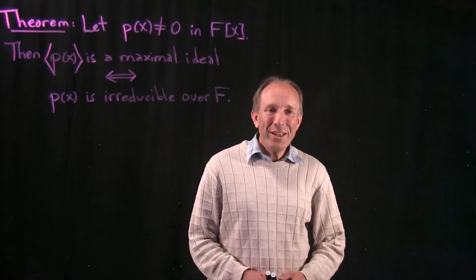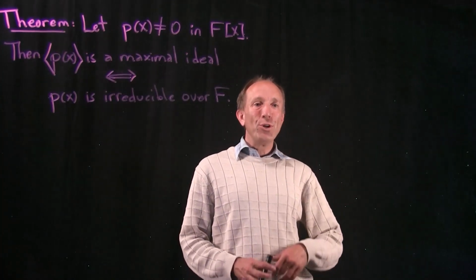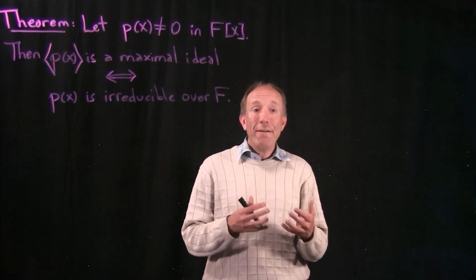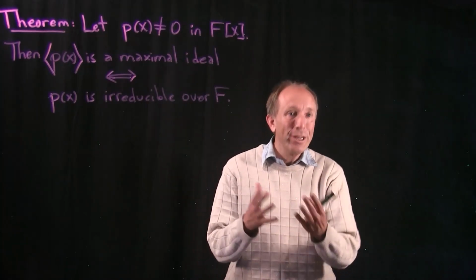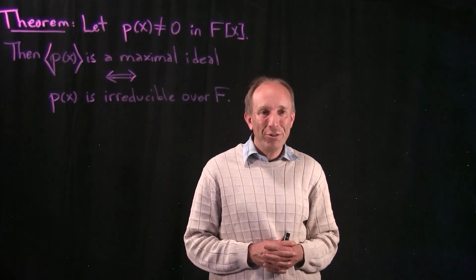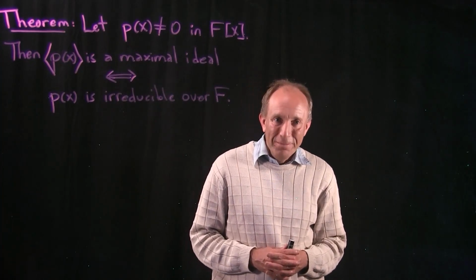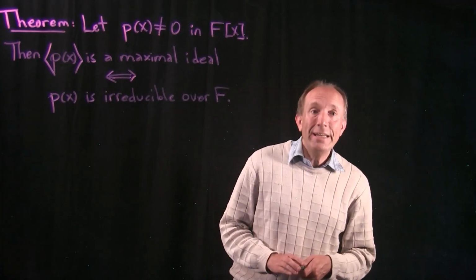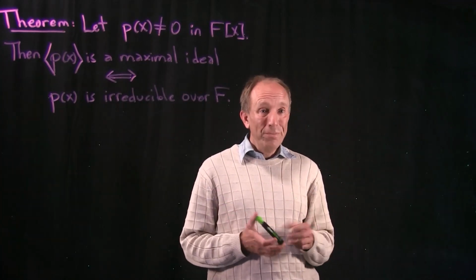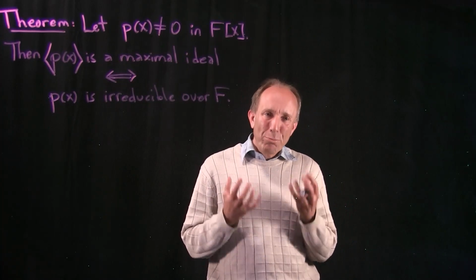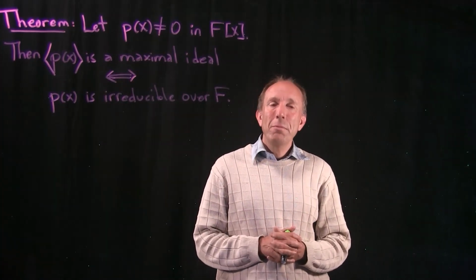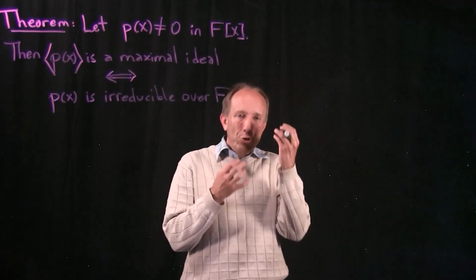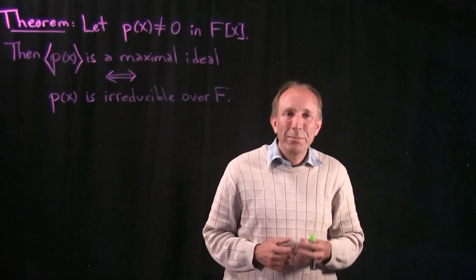Hello! In this video, I'm going to prove a result that characterizes which ideals in F of x, a polynomial ring with coefficients from a field, are maximal. In an earlier video, I showed that all of the ideals in F of x are principal. The question is, which principal ideals are maximal? It has something to do with the actual polynomial that is generating the principal ideal.